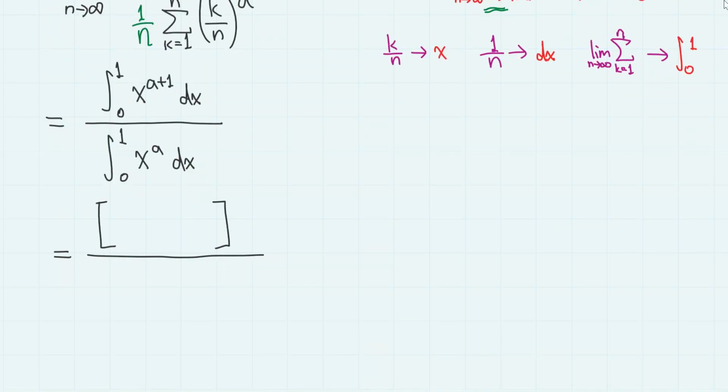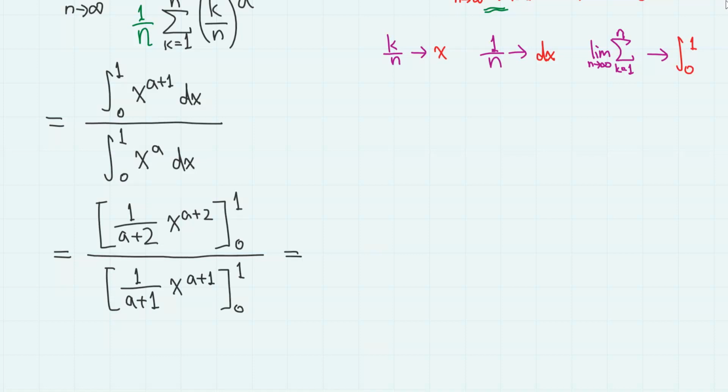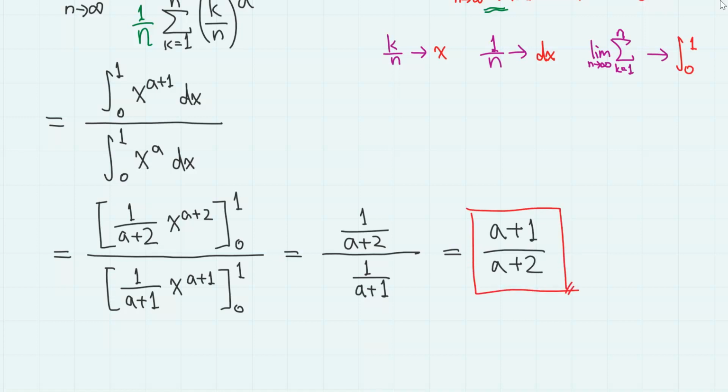Here, the numerator is 1 over a plus 2 times x to the power of a plus 2. And the denominator is 1 over a plus 1 times x to the power of a plus 1. So we have 1 over a plus 2 divided by 1 over a plus 1, which gives a plus 1 divided by a plus 2. And this is the answer.